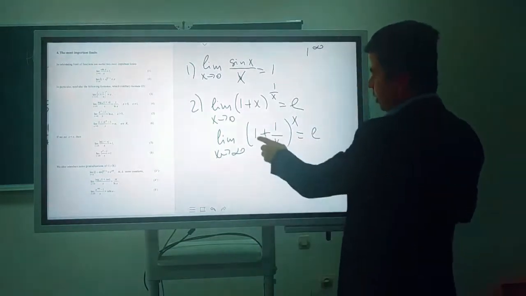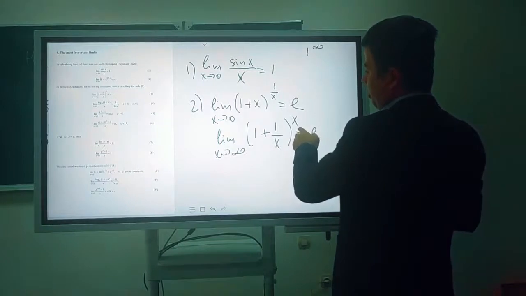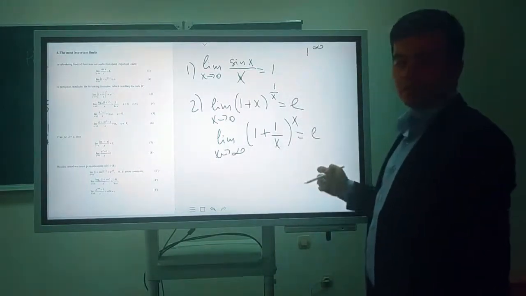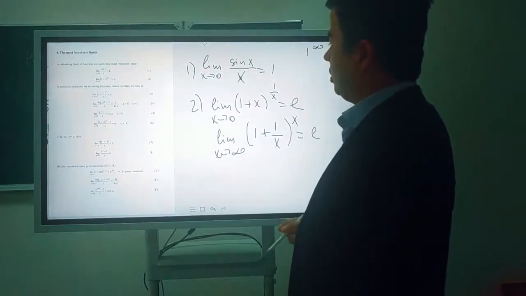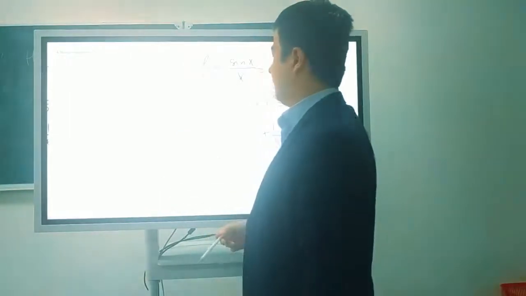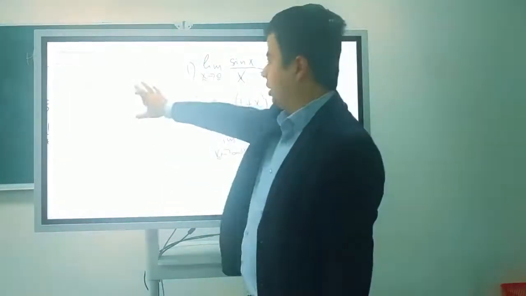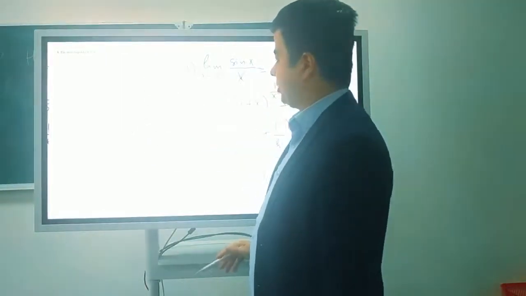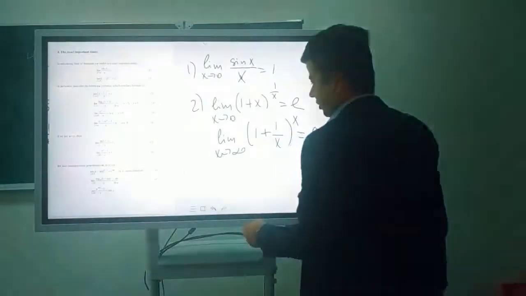Here also the same. 1 plus 1 over x, where x tends to infinity, that's why this is 0. And this is infinity again. 1 to the power of infinity. And this is equal to number E. So, we have the next corollaries of the second important limit. We will do them when we're doing practice problems. We will be using these corollaries also.